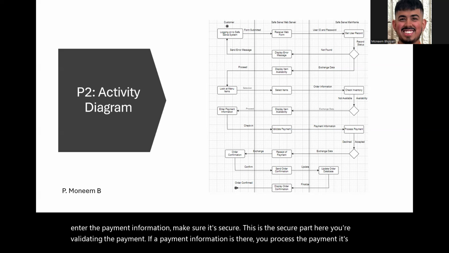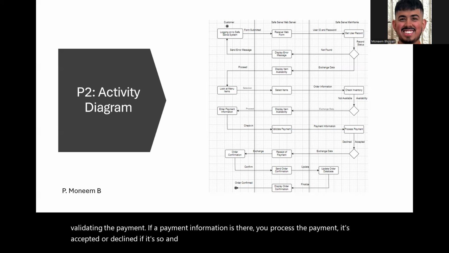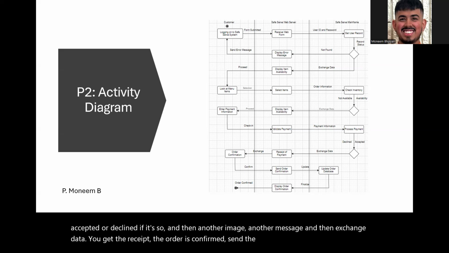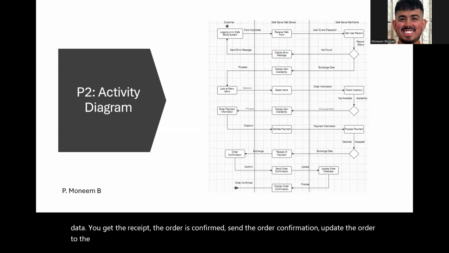It's accepted or declined. If it's so, then it's another message, and then exchange data. You get the receipt. The order is confirmed. Send the order confirmation. Update the order to the database, and you display the order for confirmation, and the order is confirmed. I'll pass it on to the next presenter.